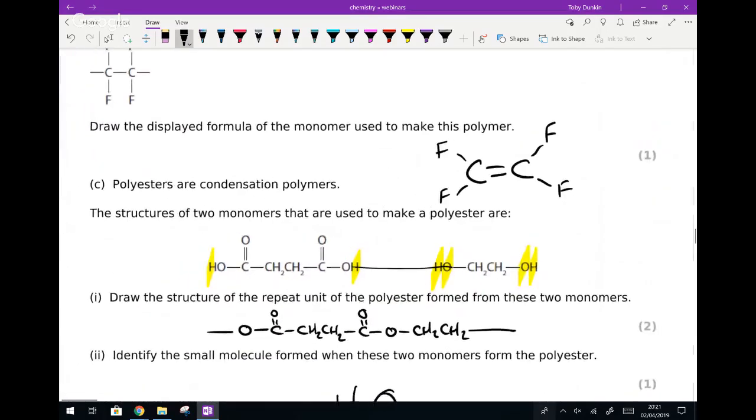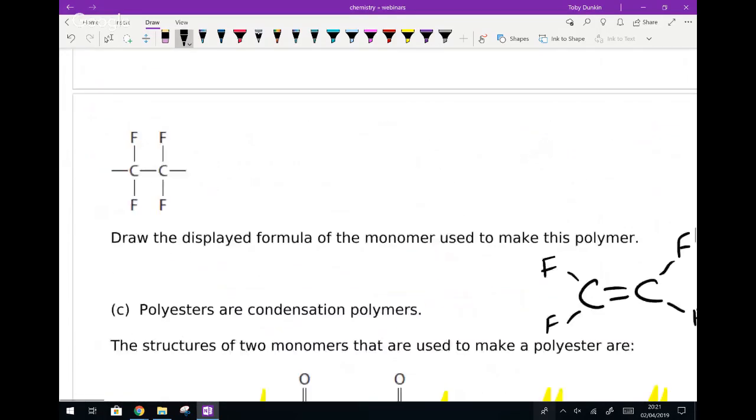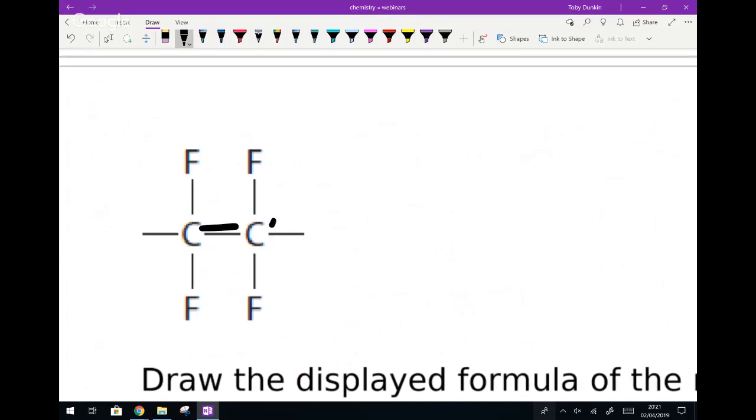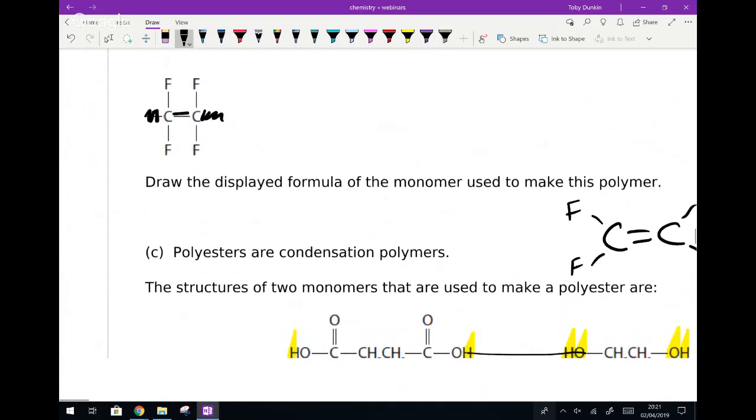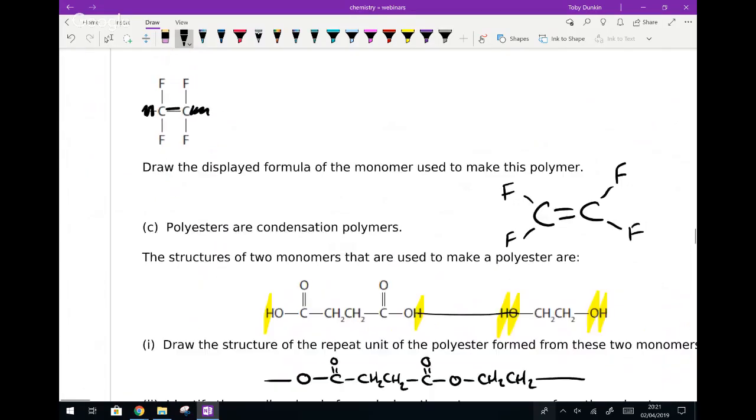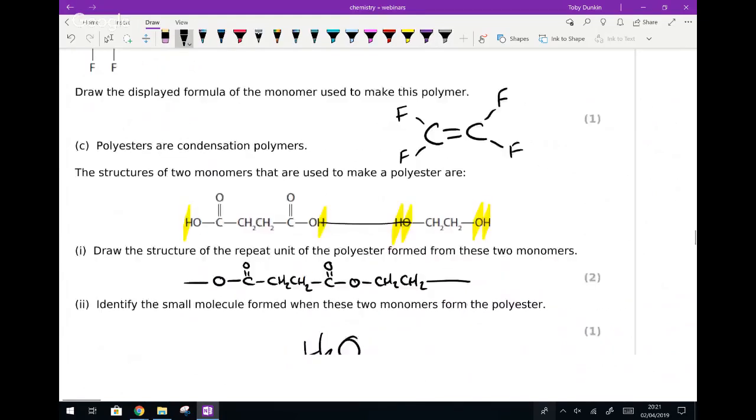So draw the monomer used to make Teflon. Just put the double bond back and get rid of those guys. So tetrafluoroethene, there's that picture. And the last bit was to make my polyester. They gave us a dioic acid.